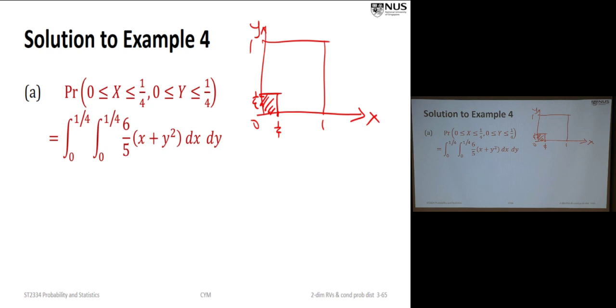So integrate the joint PDF. All right? Here we integrate x first, which means that we fix y. We fix y and integrate x. So the limit is from 0 to 1/4. Now, it looks very easy, but you have to understand why it is 0 to 1/4, because we are looking for the region where, if you fix y, then x goes from 0 up to 1/4.